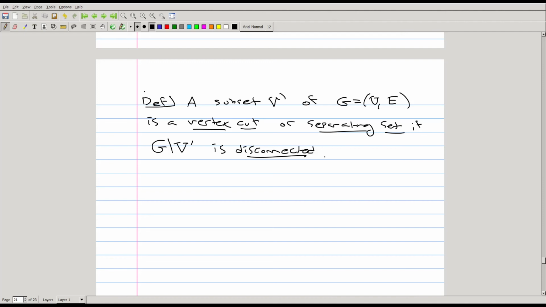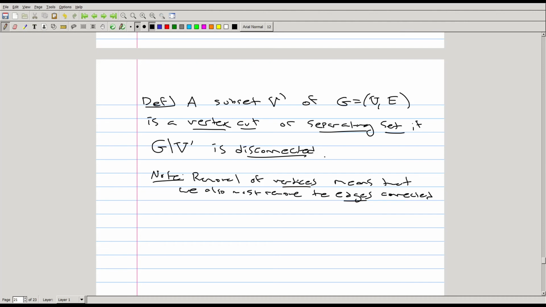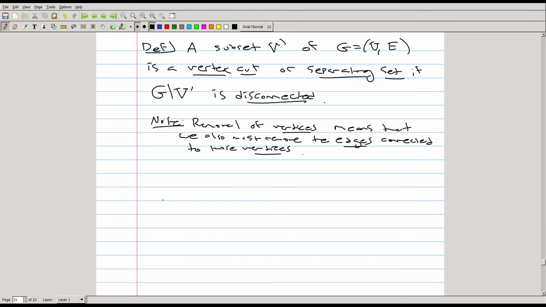I want to note here that if we remove vertices, we have to remove the edges that are connected to that vertex. This concept leads to the graph invariant, known as the connectivity of the graph, or the vertex connectivity of the graph.